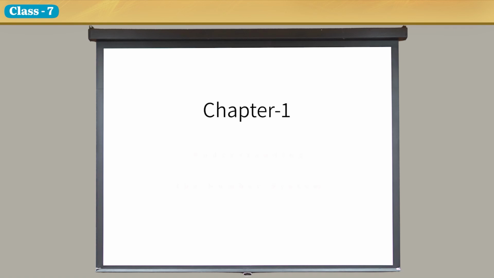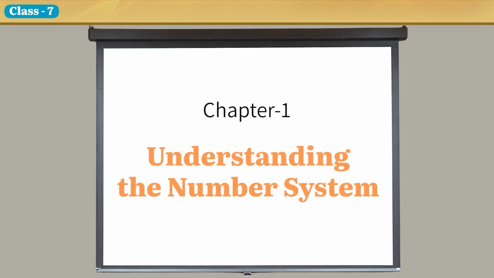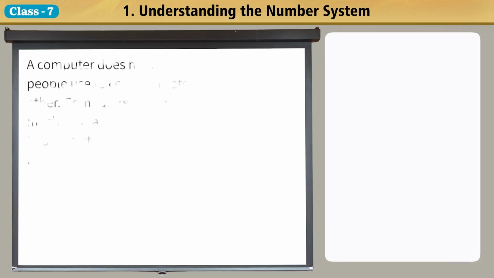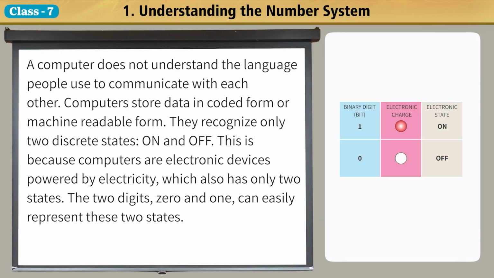Chapter 1. Understanding the Number System. A computer does not understand the language people use to communicate with each other. Computers store data in coded form or machine-readable form. They recognize only two discrete states, on and off. This is because computers are electronic devices powered by electricity, which also has only two states.